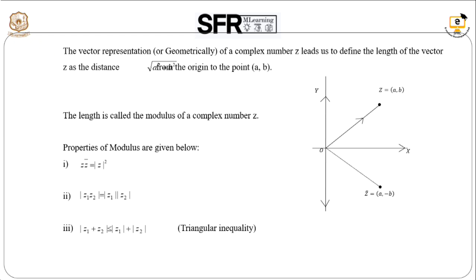As usual, the properties of modulus: we have already seen the operations and how they work, and here also the properties of modulus of z bar and z1 z2: mod z1 into z2 equals mod z1 into mod z2, and also the triangle property, mod z1 plus z2 less than or equal to mod z1 plus mod z2. This triangle inequality can be extended to n complex numbers: mod z1 plus etc. plus mod zn is less than or equal to mod z1 plus mod z2 plus etc. plus mod zn.